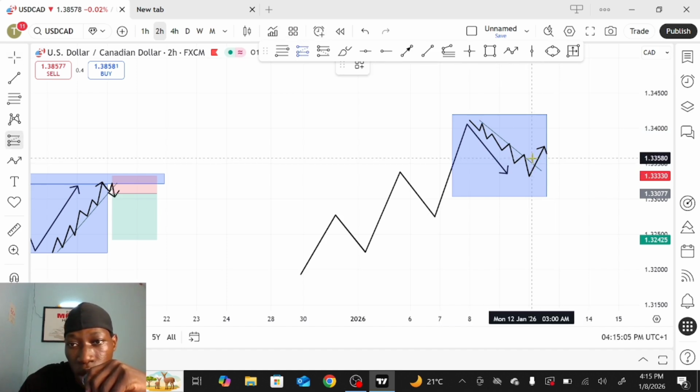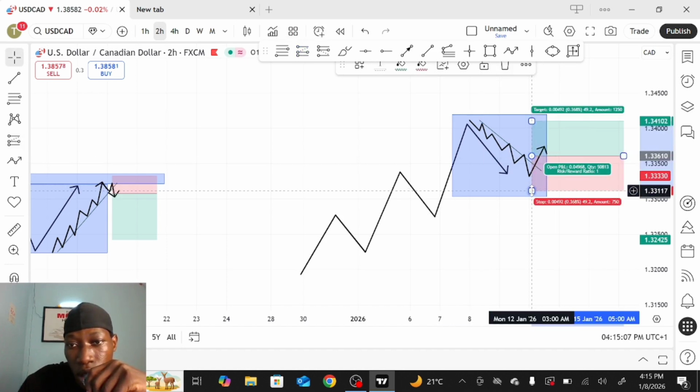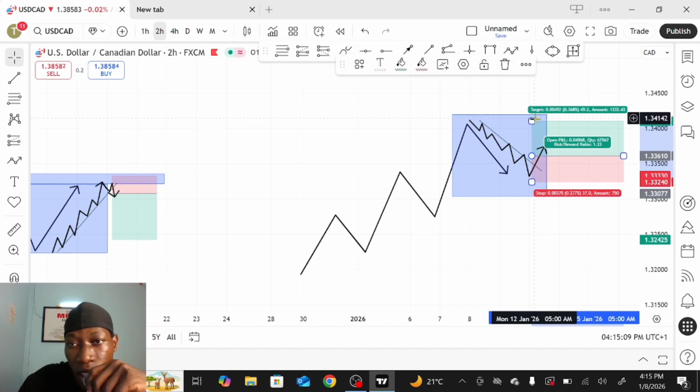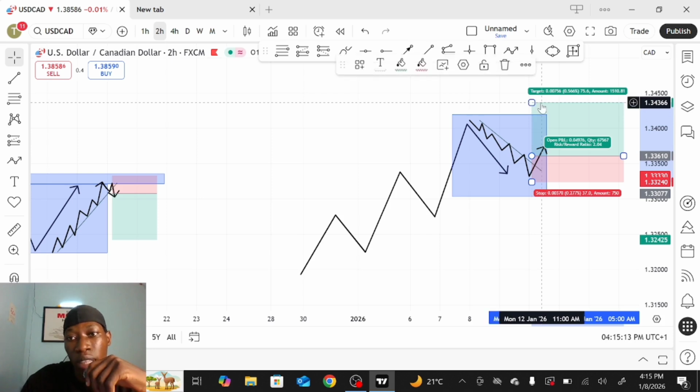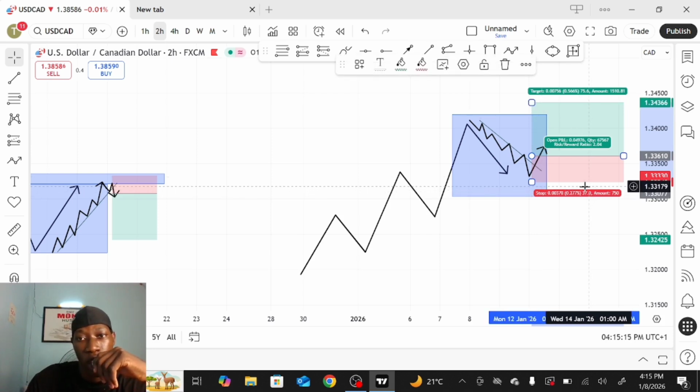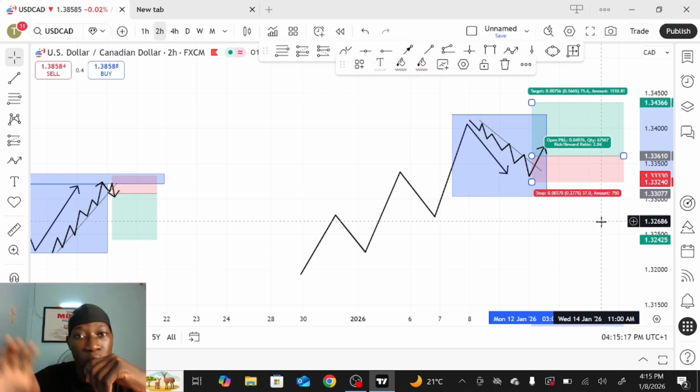Long position. Your lows are here. Your first level target is somewhere here, and then probably you could go for 1:2. Do you get what I'm trying to say? So this is literally my strategy.